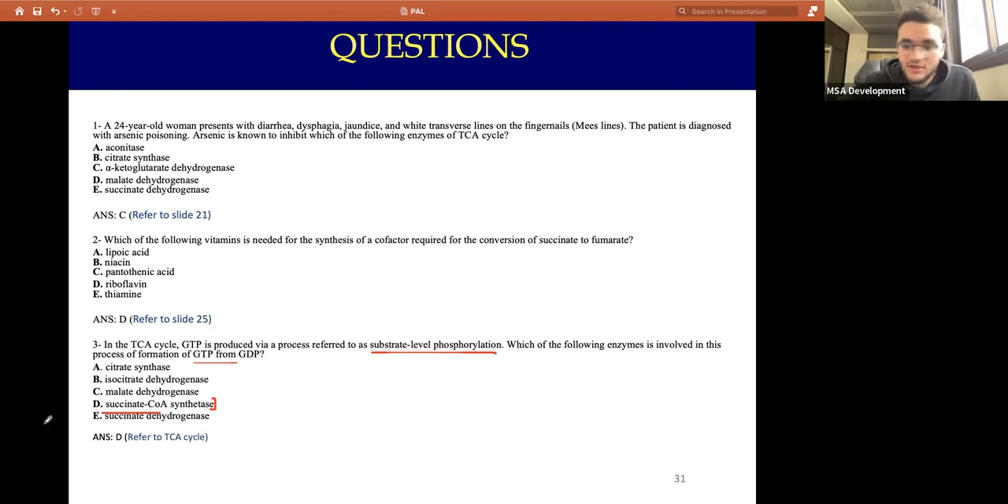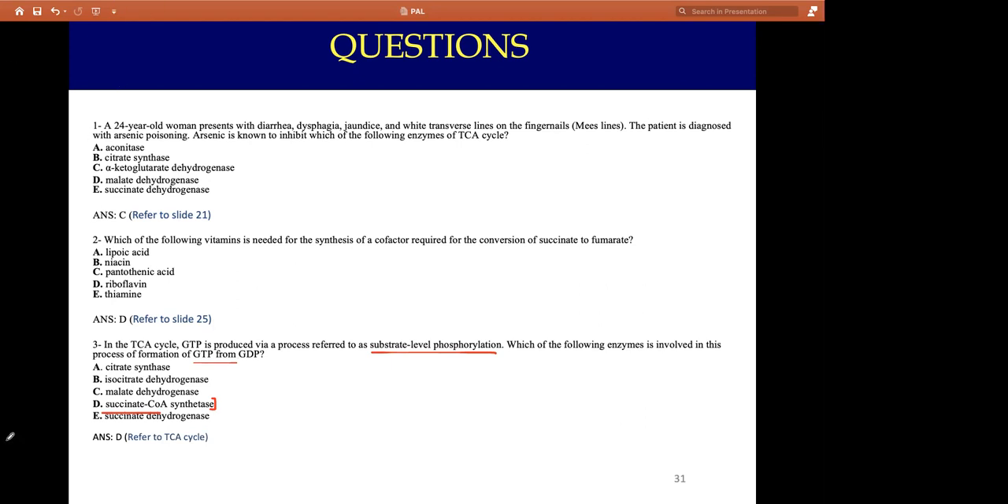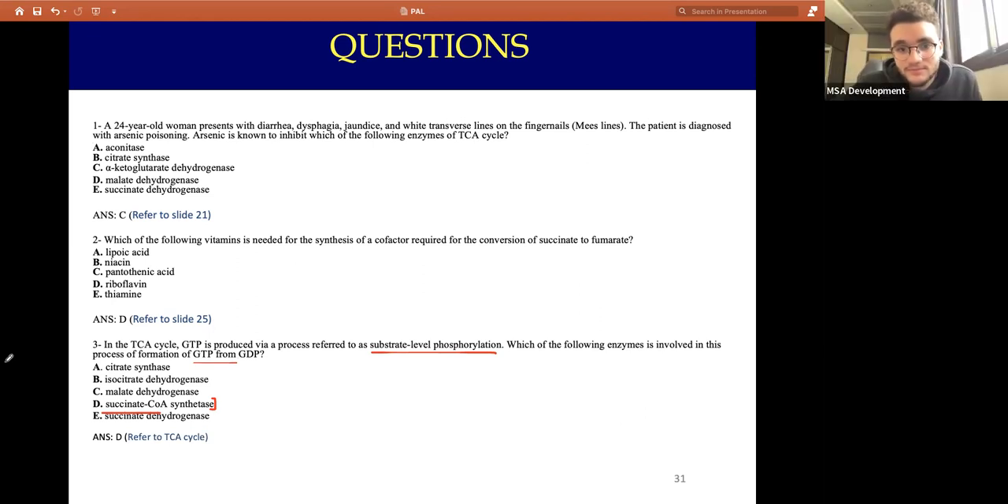Are these questions clear? Can you share the questions with us later? Yes, sure. I hope everything is clear for the TCA cycle. It gets easier than the first time you study. If you understand how to correlate the step with the actual enzyme and its name, it becomes really easy.